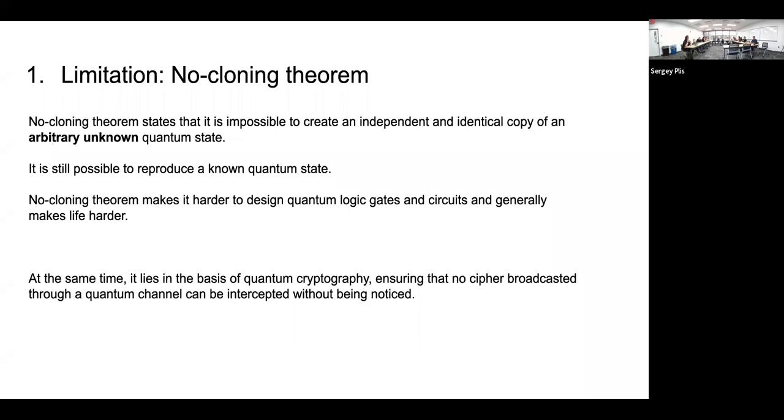Make sense? For classical, yes. Quantum, it is impossible. You can't fork your logic circuits. You have to do something else. And while it's a limitation for quantum computing, it is the basic thing that lies at the basis of quantum cryptography, because since you can't copy an unknown state, you can send it to your receiver, and if you do it enough times, you can statistically find out if your signal was intercepted or not. So it makes kind of unbreakable cryptography.